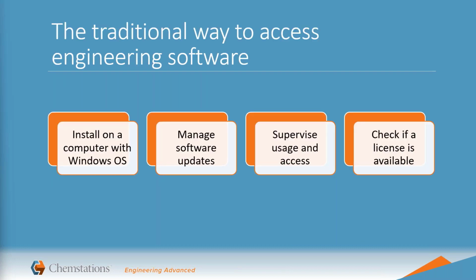So let's talk about the traditional way to access engineering software. In general, when you want to work on a software or CHEMCAD, you install the program in a computer with a Windows operating system or a Windows environment. Then every time we release a new version of the program or a new patch, you need to reinstall the program. That means that you need to, most of the time, require IT assistance.